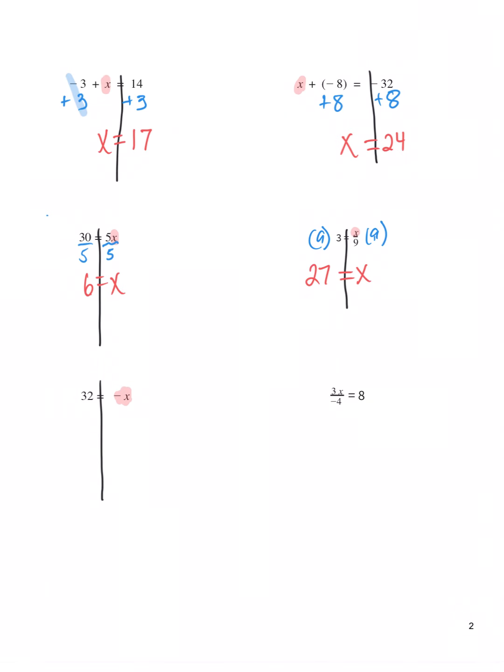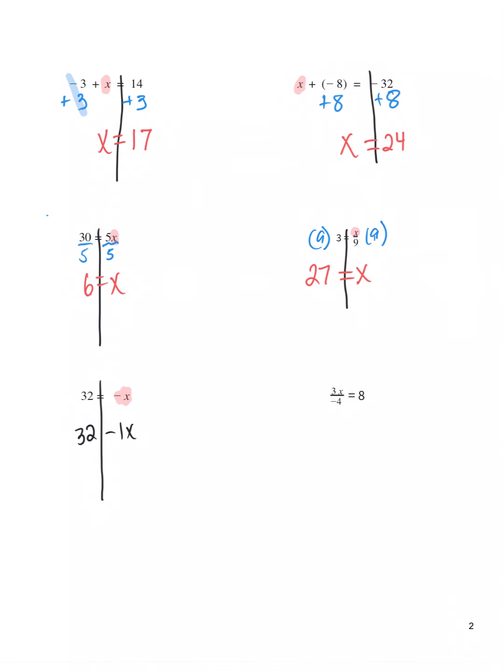Well, when we have this negative x, we can view this as negative 1 times x, all right? Or negative 1x, because remember, when we see a plain x like that, that means 1x. So a negative sign here means negative 1x. So we're going to write it like that. Then we'll write the rest of the equation. We have 32 equals negative 1 times x.